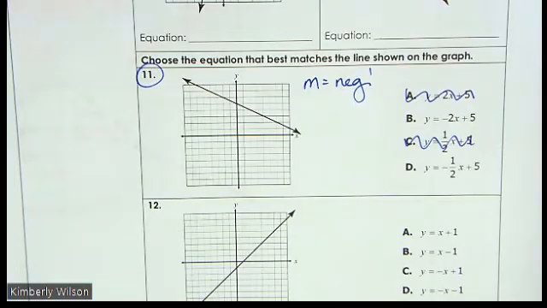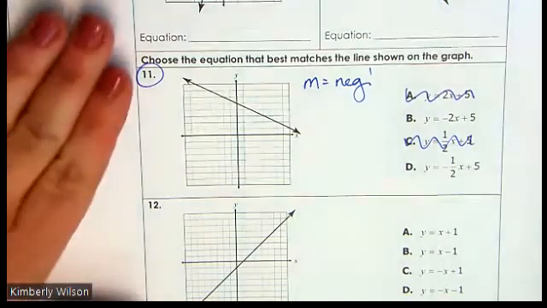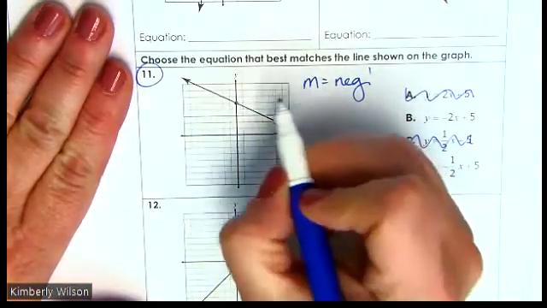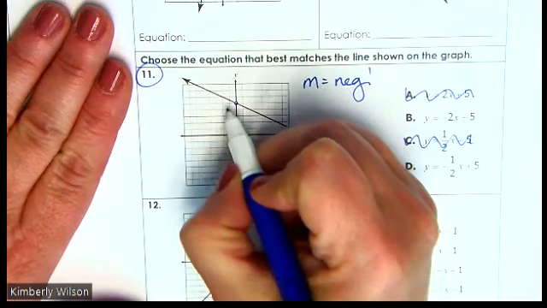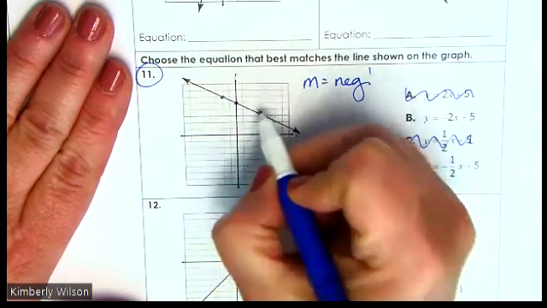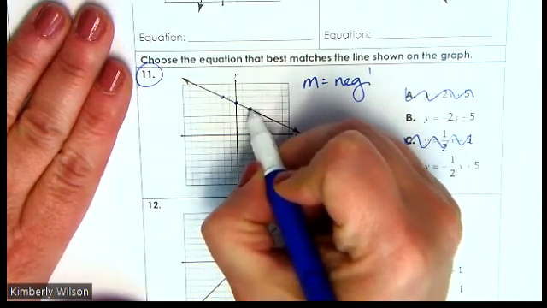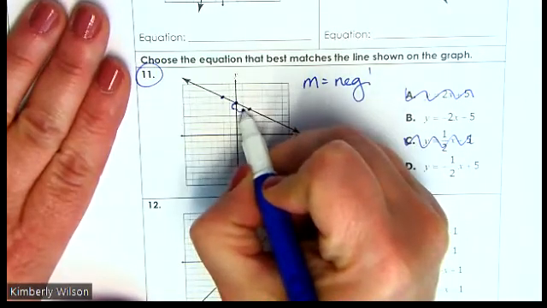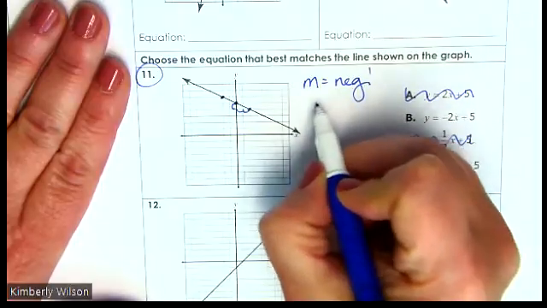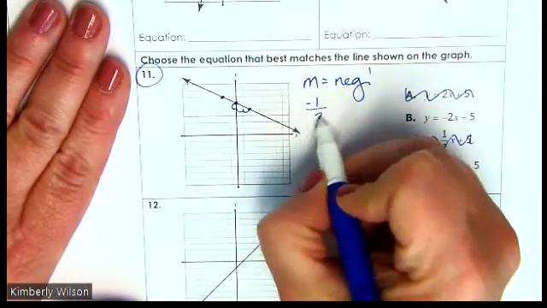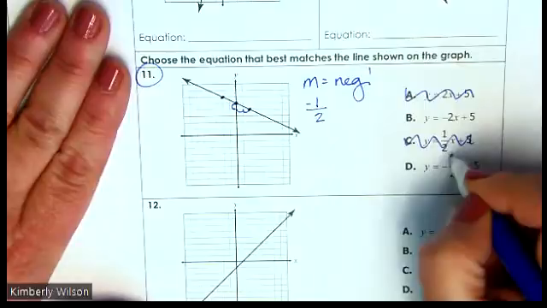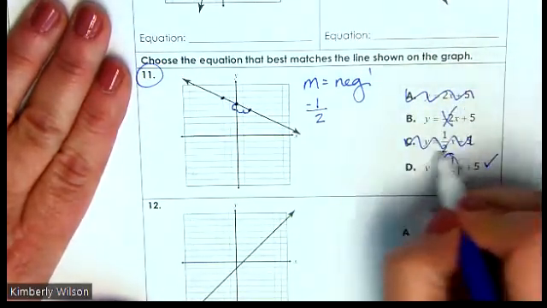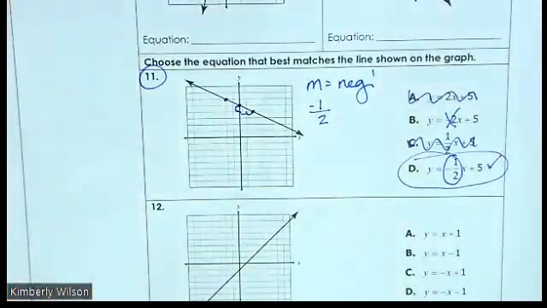My y-intercepts are the same for everything, so that really doesn't do me any good, but I can use that as a point. Now I need to find another point on the grid. Look, I've got one there and I've got one here. So now I can figure out from here, I'm going to go down 1 to the right 2. So it's -1/2, which is correct. This is wrong. So therefore my answer is D.